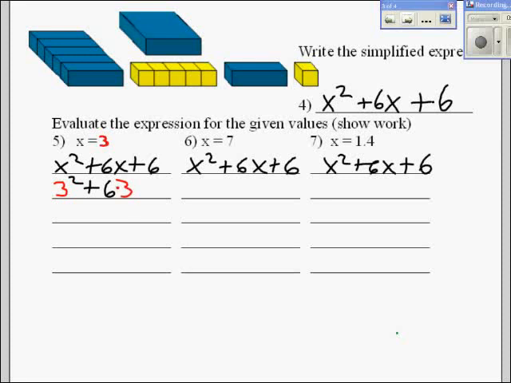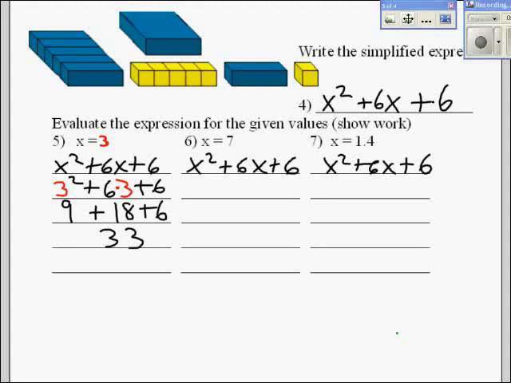with x replaced by 3: 3 squared plus 6 threes, which is 6 times 3, plus 6. Following order of operations, 3 squared is 9, 6 threes is 18, and 6. 9 plus 18 is 27, and 6 more is 33.